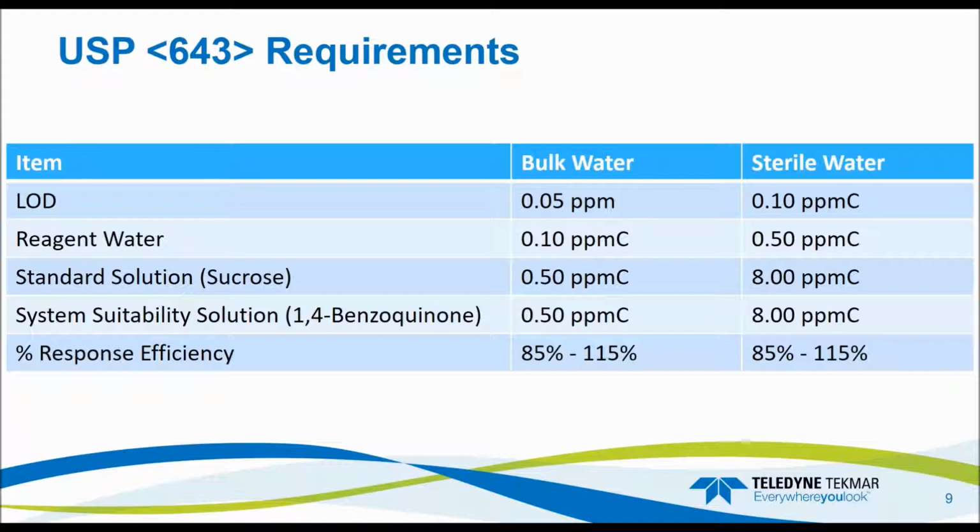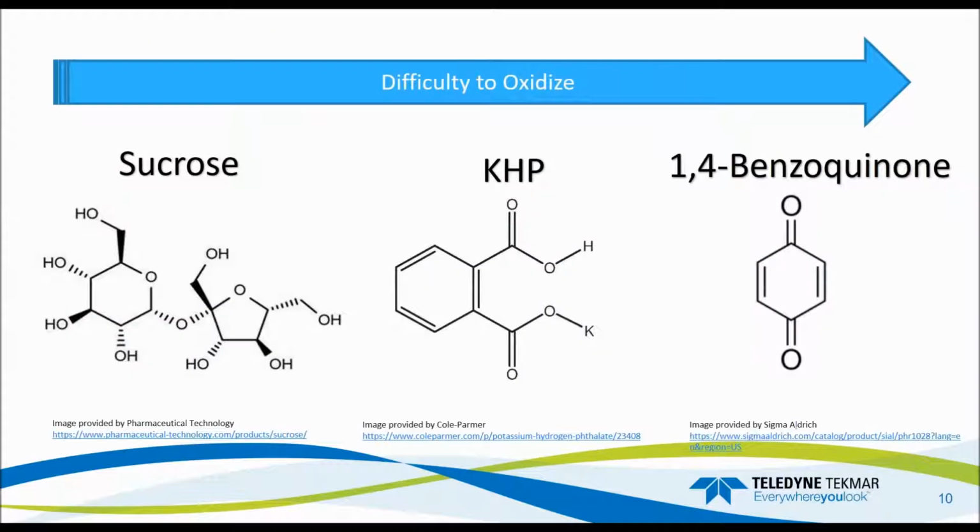And then we have the sucrose and 1,4-benzoquinone for the bulk water. It's at half a ppm, while the sterile water is at 8 ppm. And then we have the percent response efficiency, which is basically the ratio of 1,4-benzoquinone to sucrose that has to come out between 85 and 100% of each other. So maybe they come out as close as possible. Again, that's measuring the fact that they're oxidizing at the same rate.